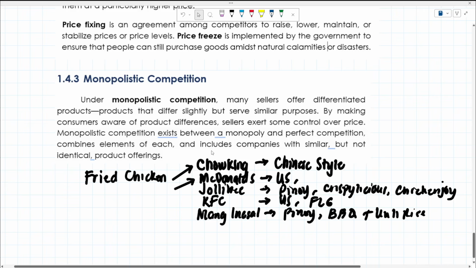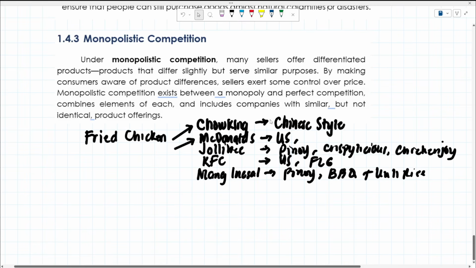Pero slight lang, no? Hindi sila pwedeng magtaas ng todo kasi of course, sabi ko nga, competition pa rin ito, no? Baka magtaas si Chinese style kasi siya lang naman ang Chinese style. Hindi naman ganun, no? They also need to factor in na yung mga kalaban pa rin nila itong mga McDo and all. Okay? So, I mentioned fried chicken because it's the perfect example for monopolistic competition.